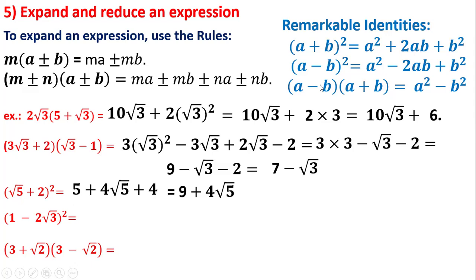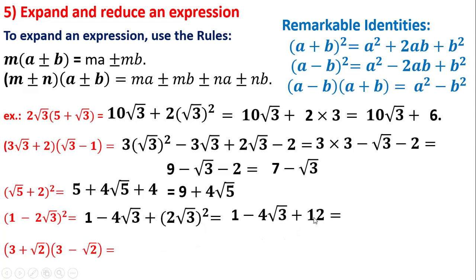Here we apply the second remarkable identity, a squared, which is 1 squared, the answer is 1, minus 2ab. 1 times 2 radical 3 is 2 radical 3, times 2, which is 4 radical 3, plus b squared, which is 2 radical 3, all of it squared. Now I calculate this. Radical 3, all of it squared, the squared cancels the radical. 2 squared is 4, so 4 times 3, which is 12. So 1 plus 12 is 13 minus 4 radical 3. Here I'm applying remarkable identities, calculation, okay?